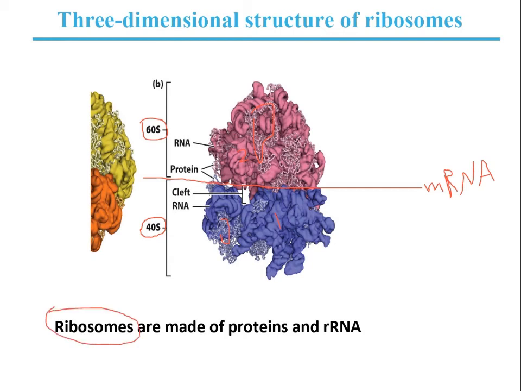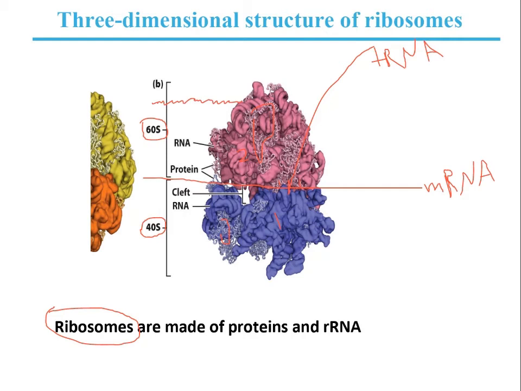The mRNA has a codon. The tRNA has an anticodon, so it will bring the amino acids and bind here, and it will leave the amino acids. So we will have a chain of amino acids produced.